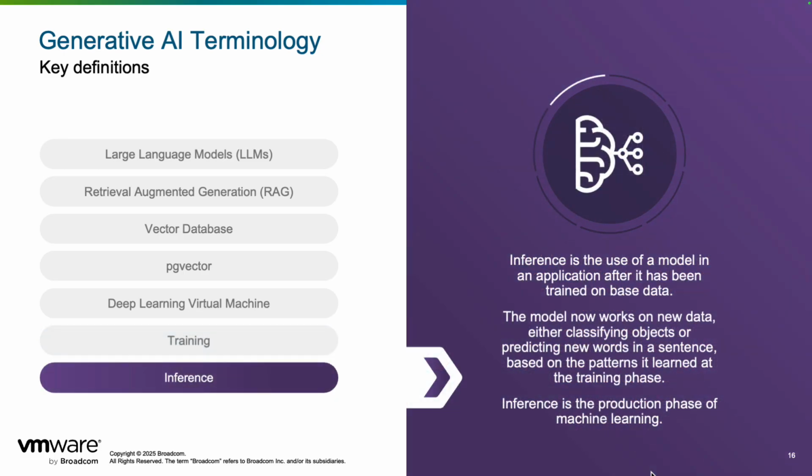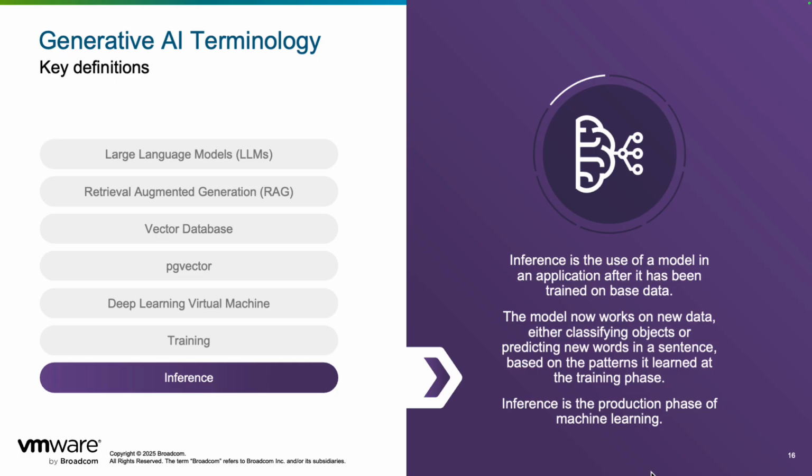So inference comes after training. Once the model is trained, we can now use that model in an application to recognize patterns and produce new text based on those patterns in my questions. So the model is now working with new data that it's generating, or perhaps new data that has been fed to it from a database that it's never seen before in its training.